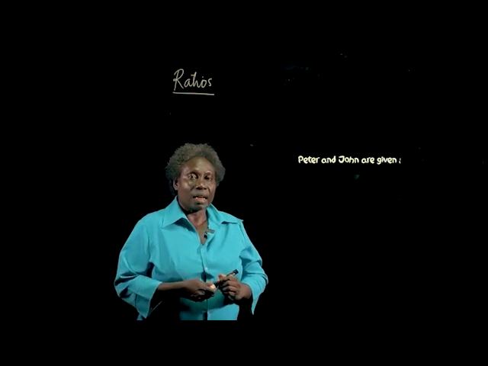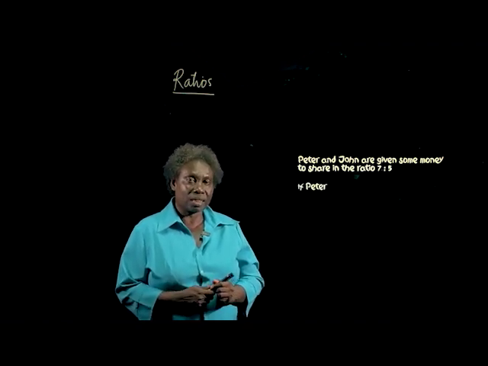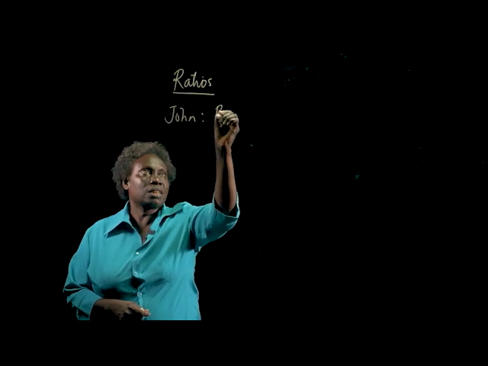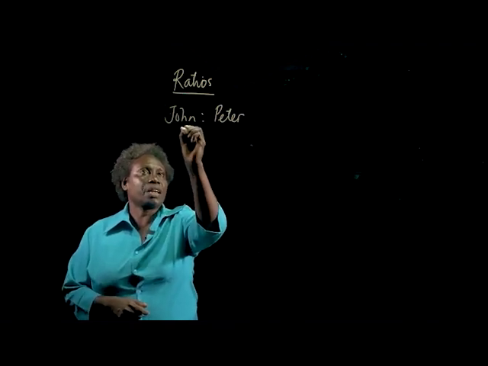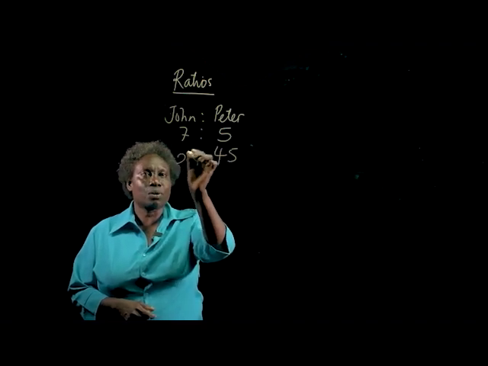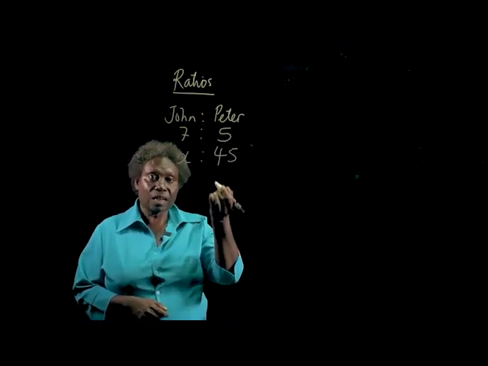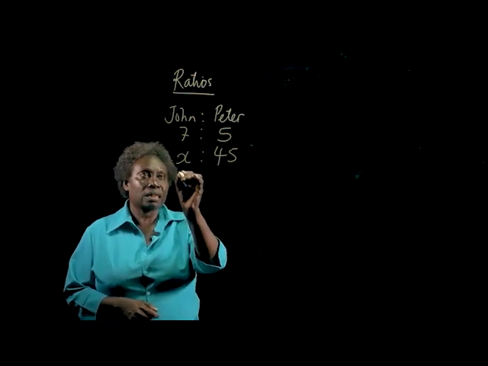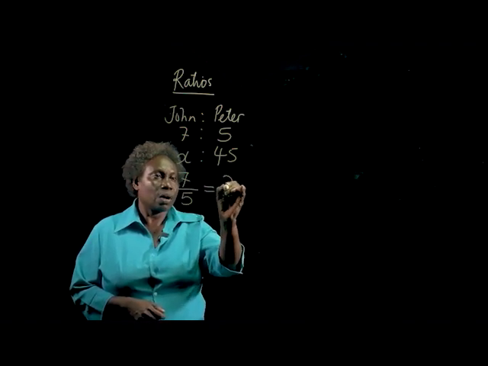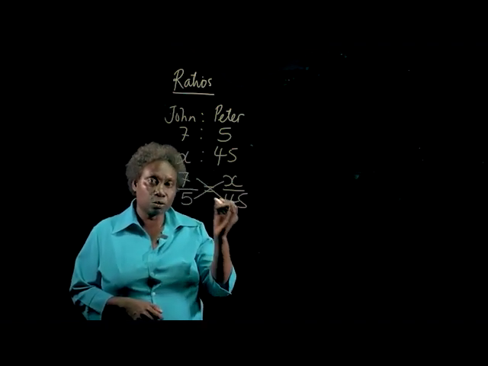Peter and John are given some money to share in the ratio 7:5. Now, Peter gets 45 kina, and we want to know how much John gets. We do not know how much John gets. Because we can express this as a fraction, as we have learned earlier, 7:5 can be expressed as the fraction 7/5 is equal to x over 45. Because this is a ratio, we can cross multiply and use proportionality to find the unknown.